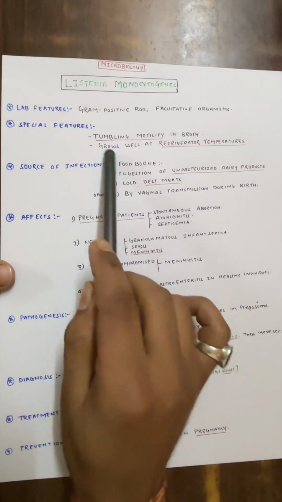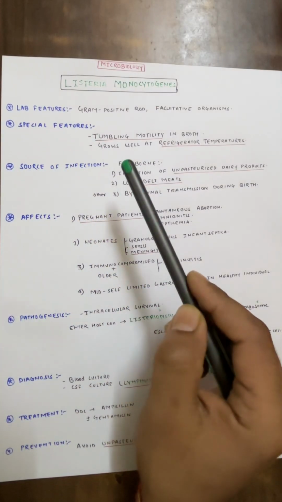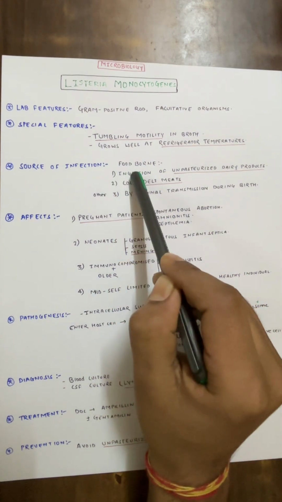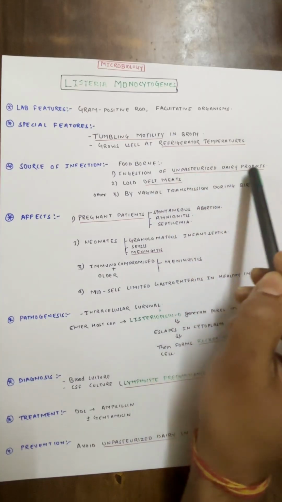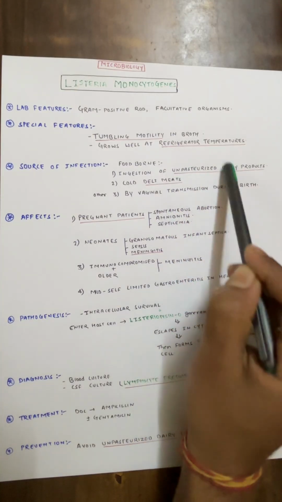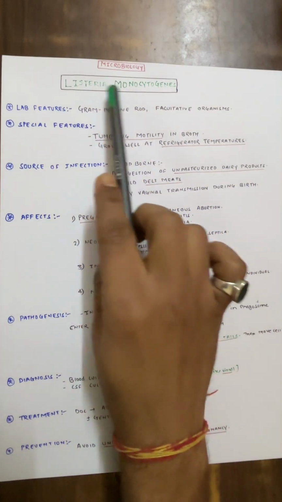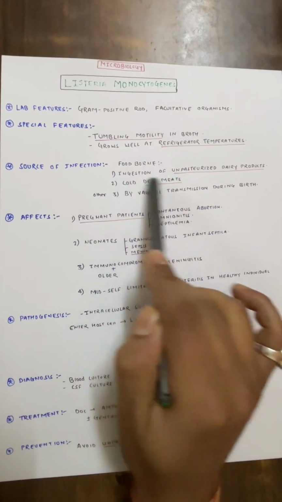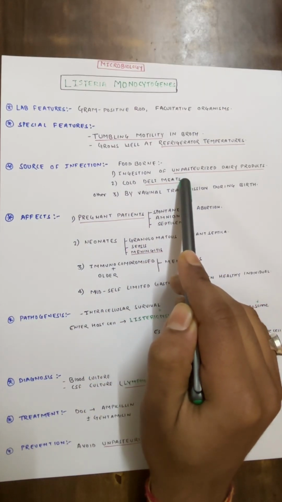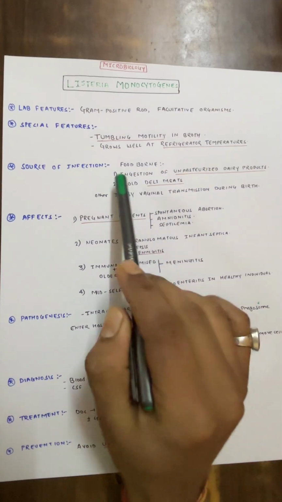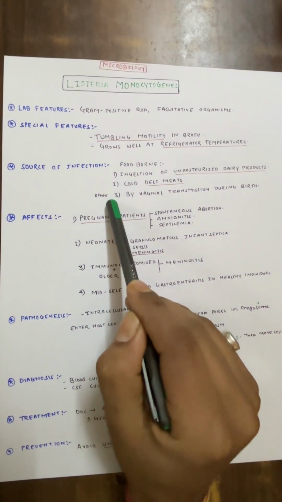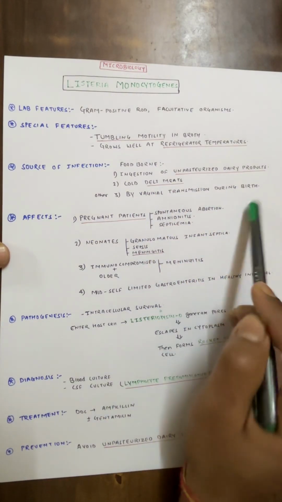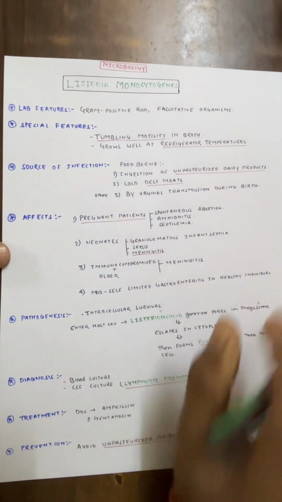Now, talking about the source of infection, from where we get Listeria monocytogenes. It can be foodborne, like if we ingest unpasteurized dairy products. Any dairy product, if it's unpasteurized, then there is a chance of getting Listeria monocytogenes. Then remember this term, cold deli meats. They often use this term in MCQs in the USMLE and in PG entrance exams: cold deli meats. Apart from foodborne, there is another source of infection, vaginal transmission during birth, from mother to baby. This bacteria can get transferred.